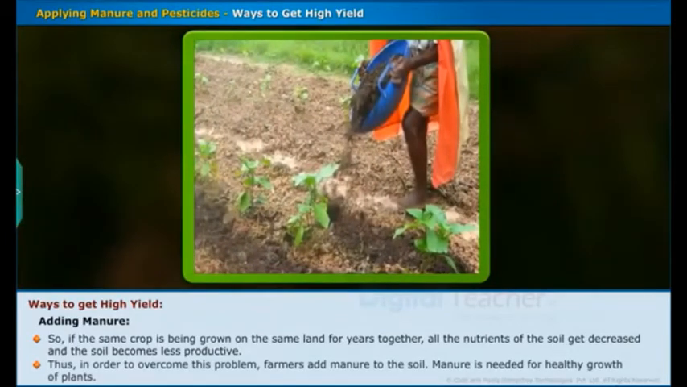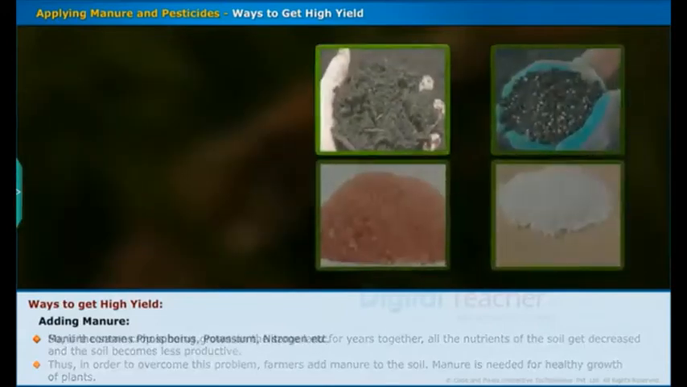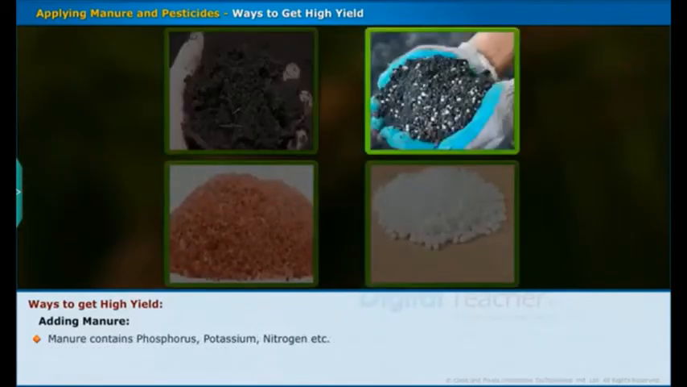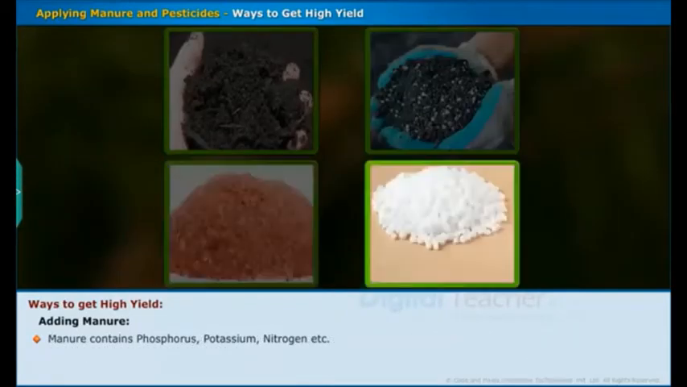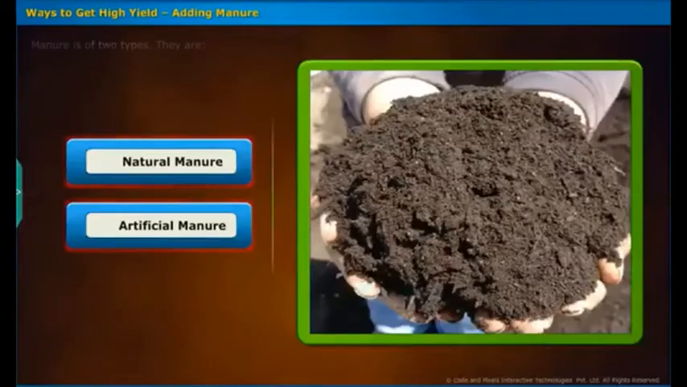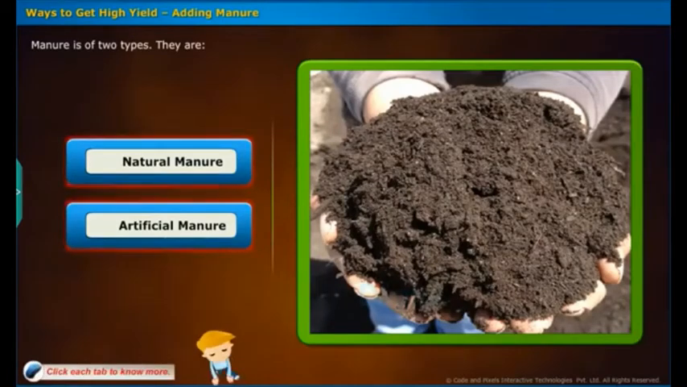Thus, in order to overcome this problem, farmers add manure to the soil. Manure is needed for healthy growth of plants. Manure contains phosphorus, potassium, nitrogen, etc. Manure is of two types. They are natural manure and artificial manure. Click each tab to know more.